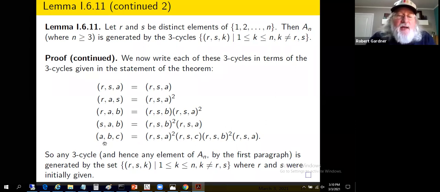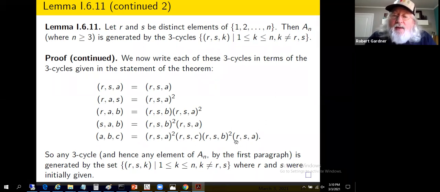And let's see if A is mapped to B, is mapped to C, is mapped to A. A is mapped to R, then to S, then to B. No B's. A is mapped to B as needed. Let's see where B is mapped. It better be C. B is mapped to R and then S because of the squaring. S is then mapped to C. No, C is over here. B is mapped to C.